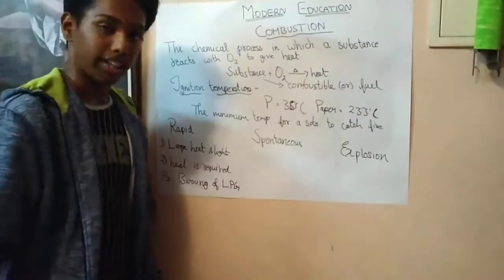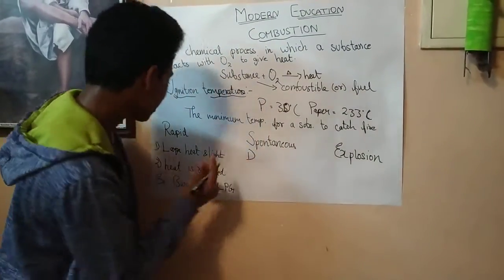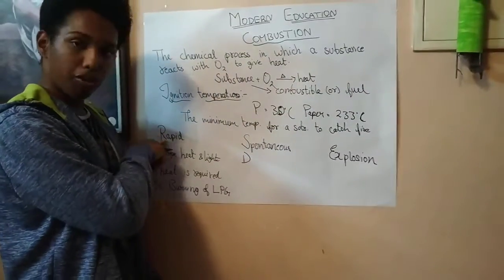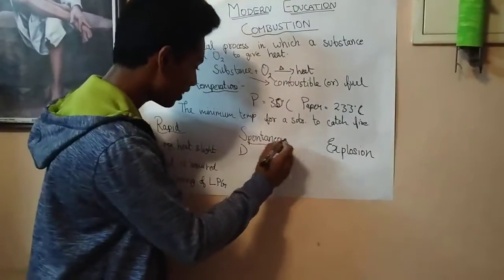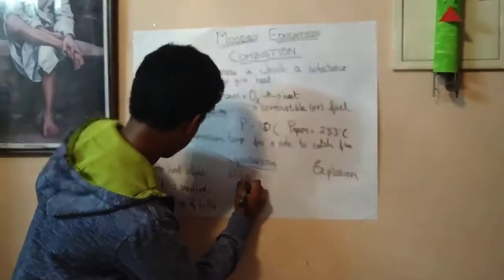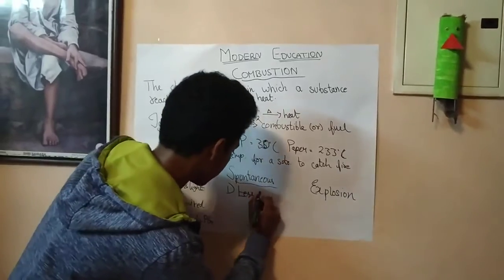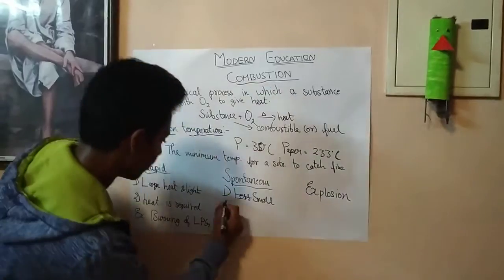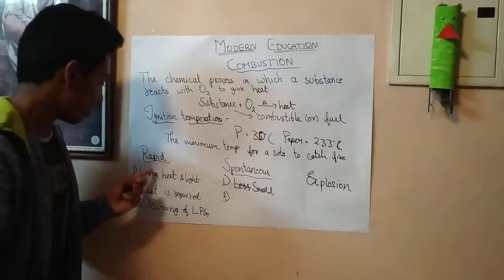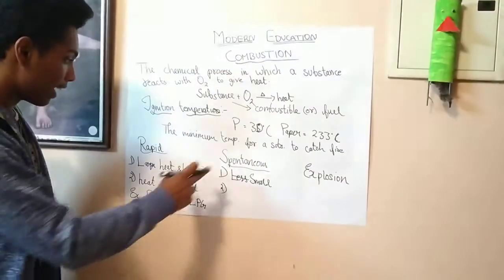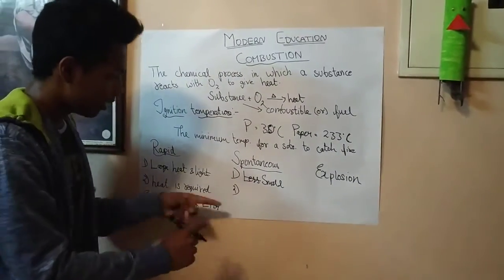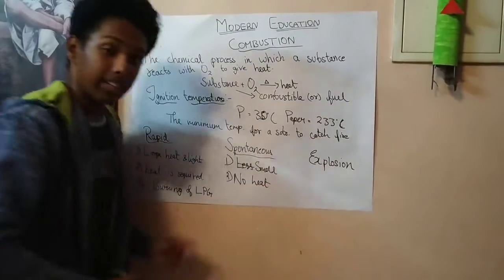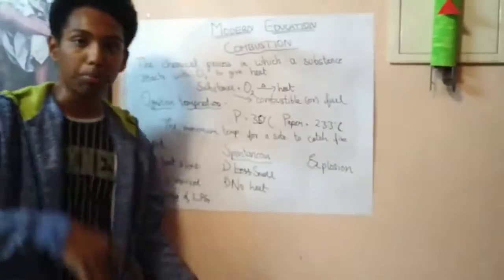Next comes spontaneous combustion. Spontaneous is the total opposite of rapid combustion. A large amount of heat and light is produced in rapid combustion. For spontaneous combustion, a small amount of heat and light is produced. And the other point: in rapid combustion heat is required, but here no heat is required. So in spontaneous combustion, it can automatically catch fire.